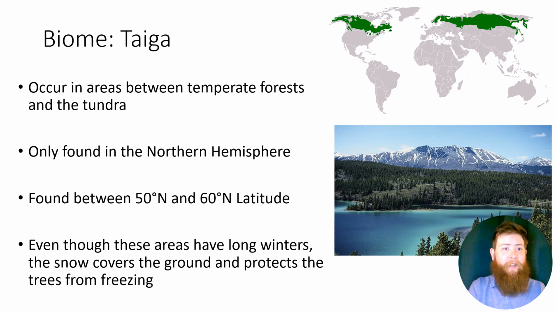Our next biome is the taiga, and this is one that is occurring between temperate forests and the tundra. Something unique about the taiga is it's only found in the northern hemisphere. There is no taiga in the south hemisphere. This exists between the areas of 50 degrees north and 60 degrees north latitude. It's this green up here. It's a really big biome. And even though these areas still have long winters and a lot of snow, this snow is covering the ground and protecting it from freezing, unlike the tundra, which is kind of more exposed and it's more hospitable to plant life.